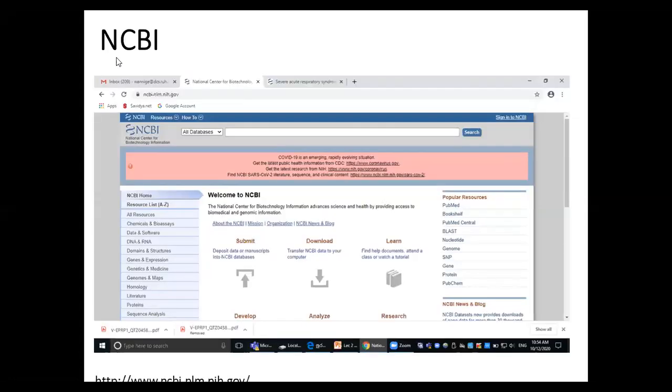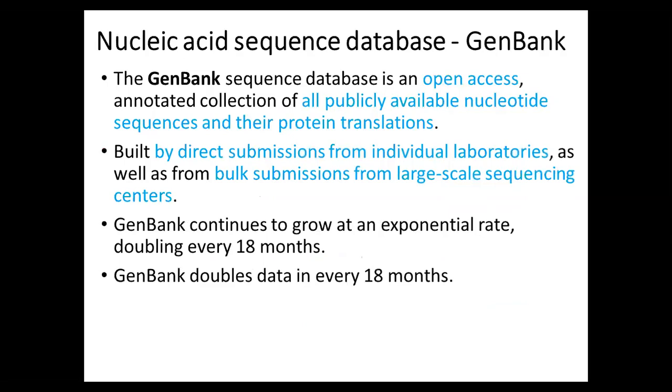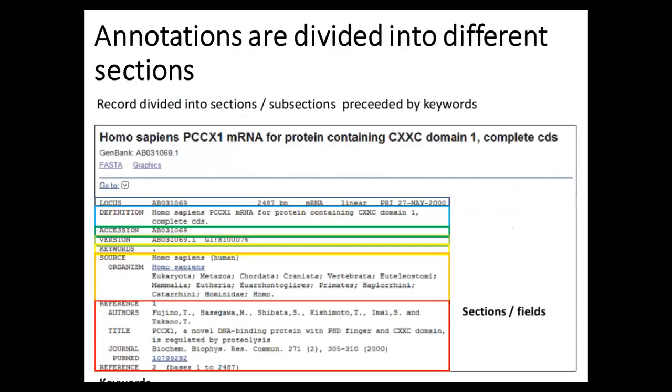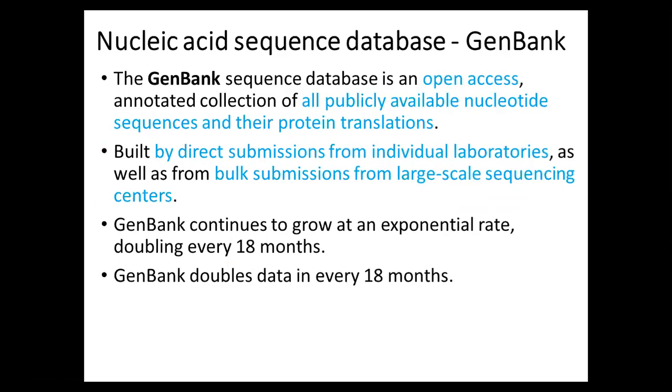Okay. So we talked about nucleic acid, so NCBI. There we talked about this all databases link where you can have a look at information about the many databases available. So we are now talking about some of these databases. One of the databases is GenBank. The GenBank sequence database is again open access. It has an annotated collection of all public nucleotide sequences, and also their protein translations as well.